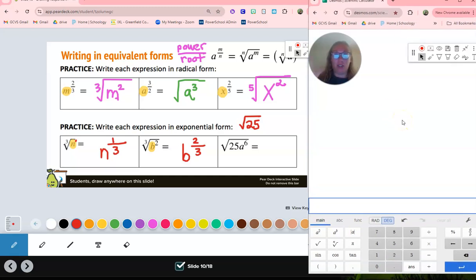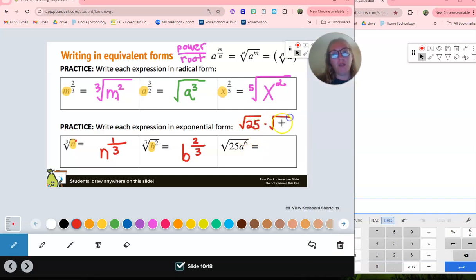I know the video stopped pretty harshly, but we're looking at writing each of these expressions in the exponential form. Whenever we have roots, we can always split them up with multiplication. So this is the same thing as the root of 25 times the root of a to the 6. We know that 25 is a perfect square because 5 times 5 gets us 25. So this is 5 times an a that has a power of 6 and a root of 2.